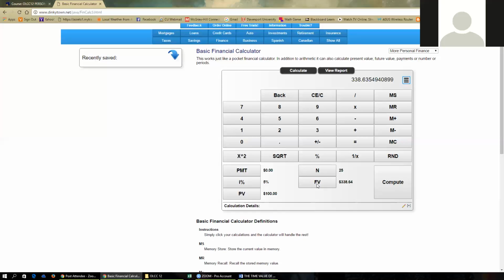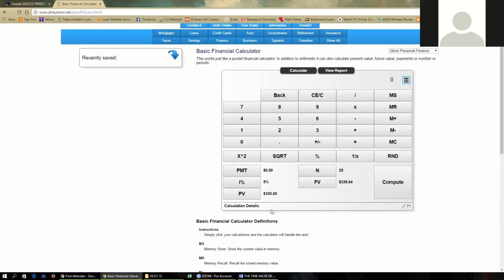We could have manually done that math. It would have been annoying, but we could have done it. We could say $100, 5% interest. After a year, we'll have $105. Then the next year, 5% interest on $105, and run the math again, and so on. But this is much easier.